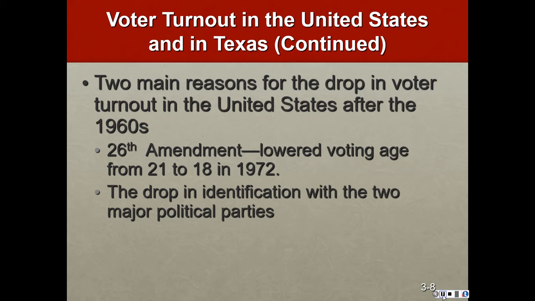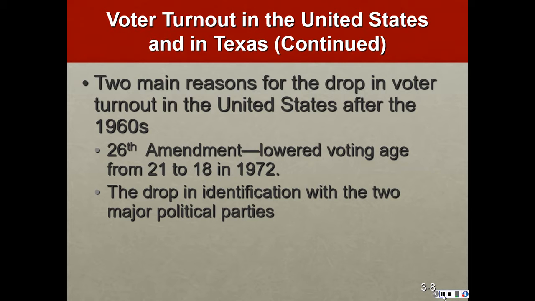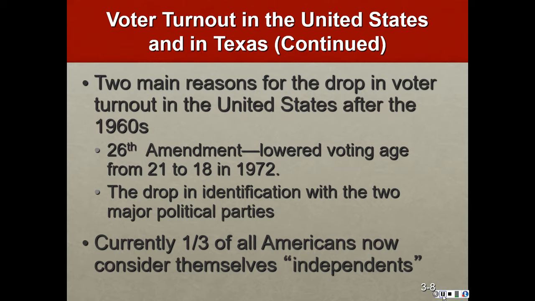The second reason that we believe there's a lower voter turnout in the United States after the 1960s is that we see a drop in identification with the two major political parties. This simply means people are no longer identifying as a Republican. People are no longer identifying as a Democrat. We see that one third of all Americans now consider themselves independents.